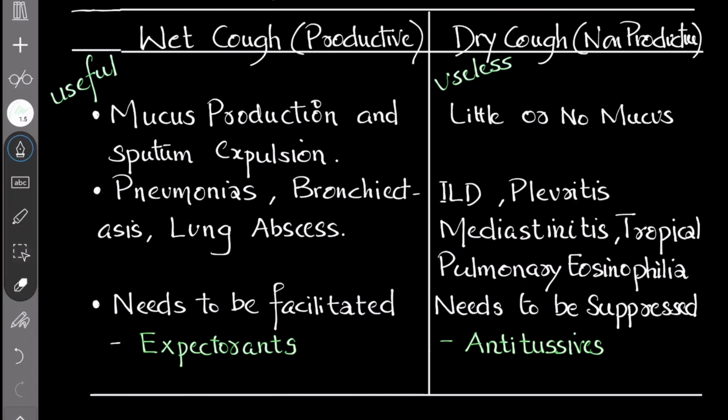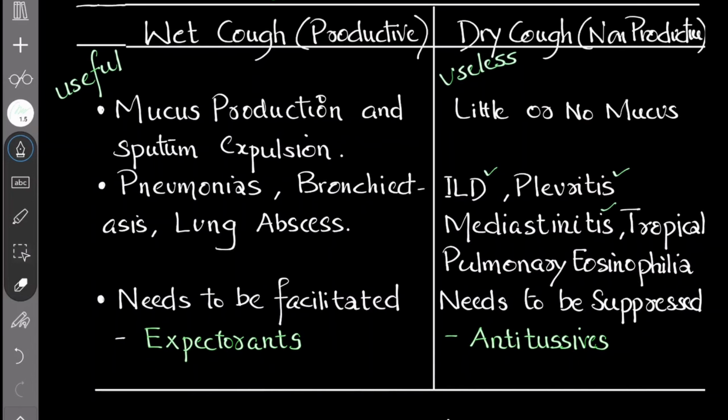In pneumonia, wet cough, the productive cough, occurs. In bronchiectasis, distal alveolar and terminal bronchiolar dilatation, that is bronchiectasis, and lung abscess. But dry cough, which is non-productive cough, occurs in interstitial lung disease, pleuritis, mediastinitis, and tropical pulmonary eosinophilia.